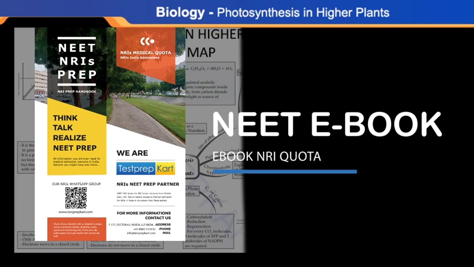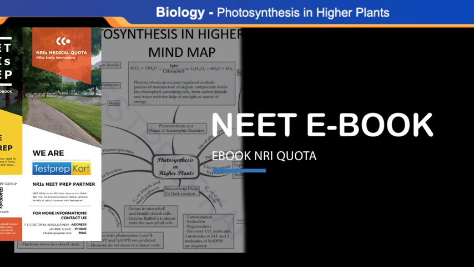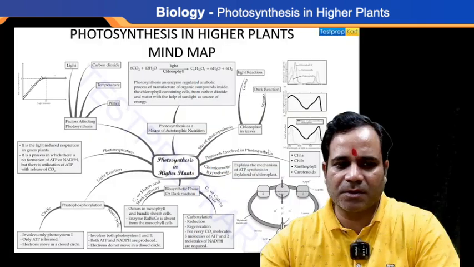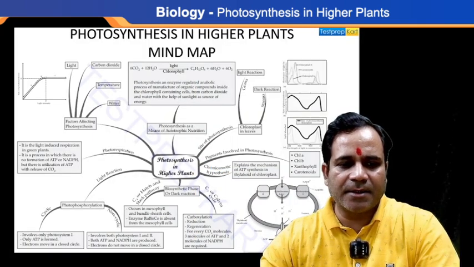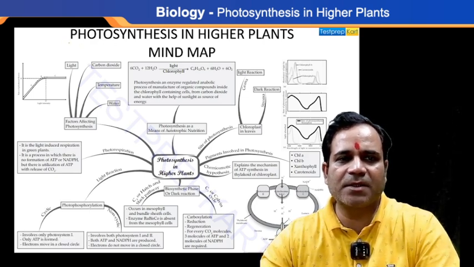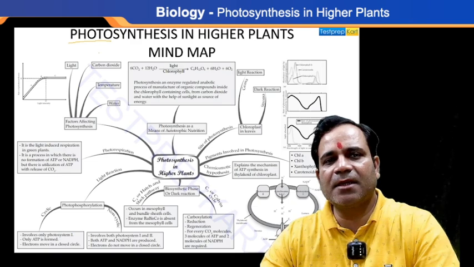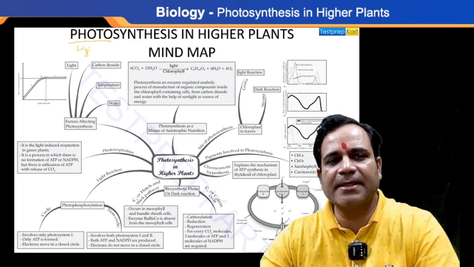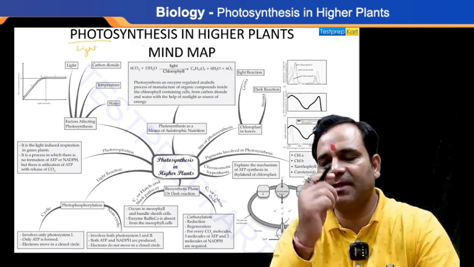Let's check here. Dear, photo means what? Light. Here I'm going to write it down also. The term photo, what is the meaning of photo, my dear? Photo means light, and synthesis means to manufacture.